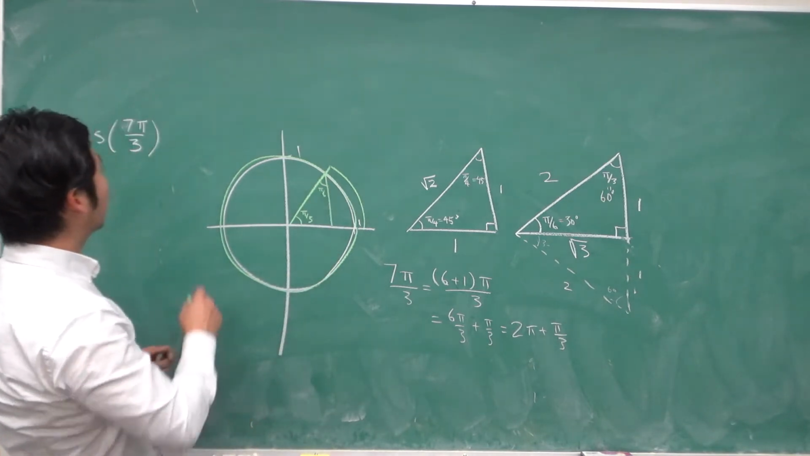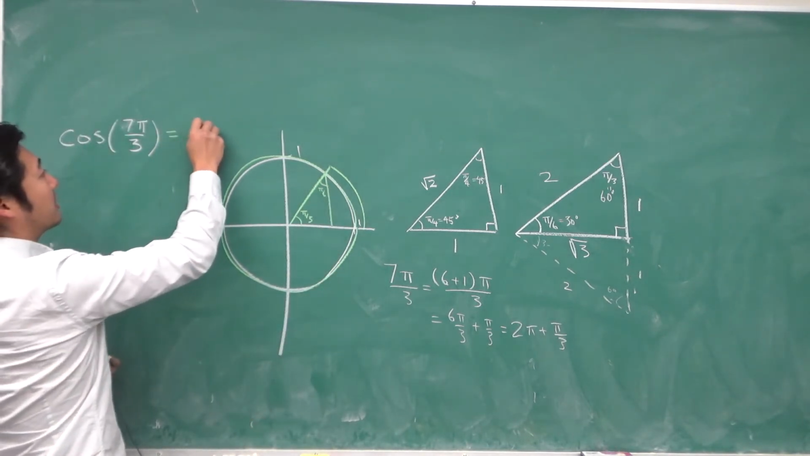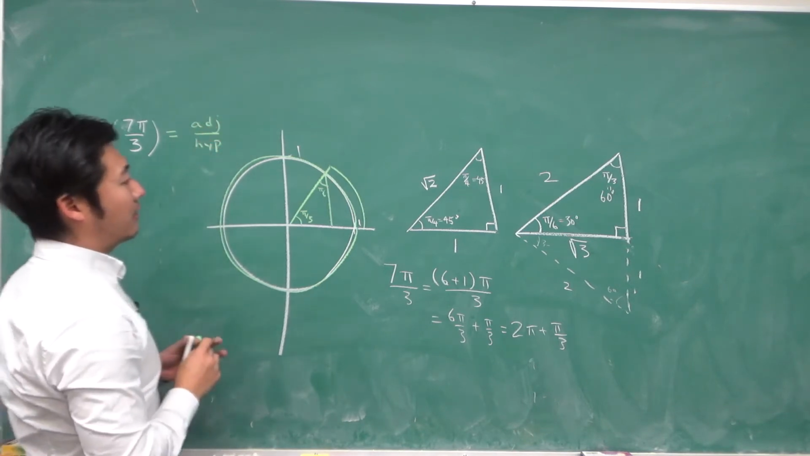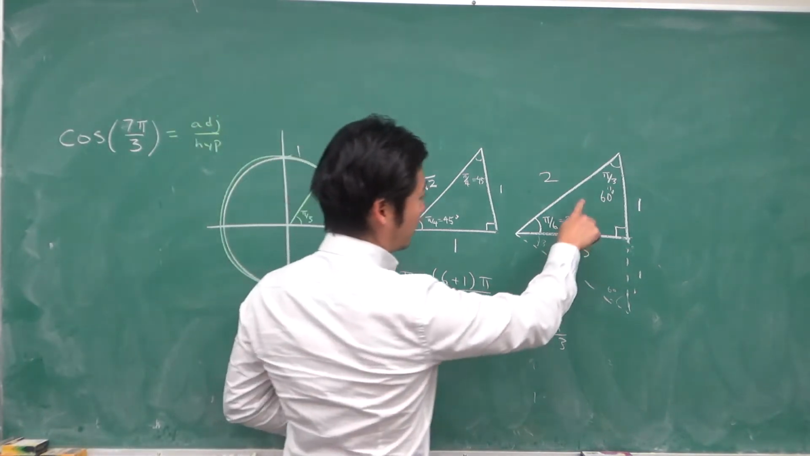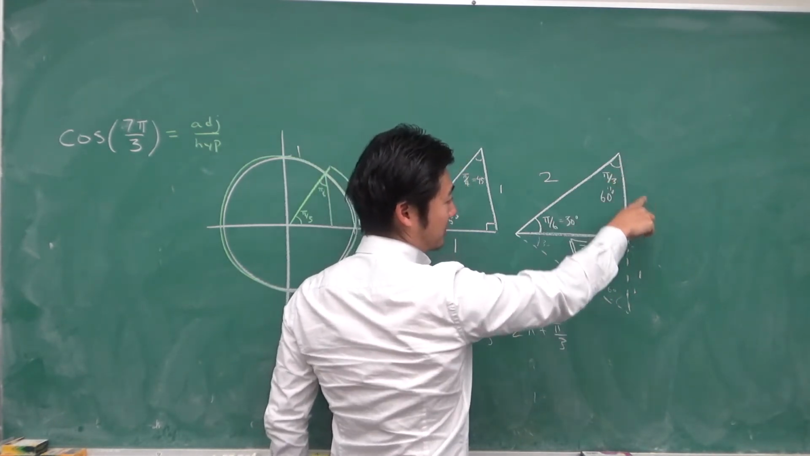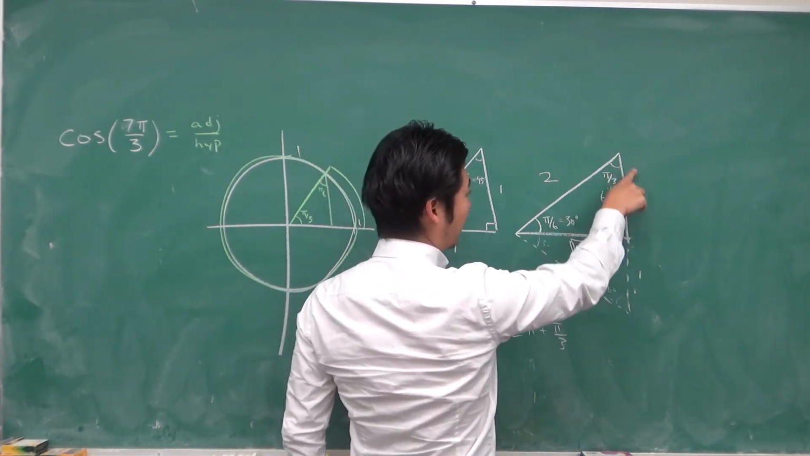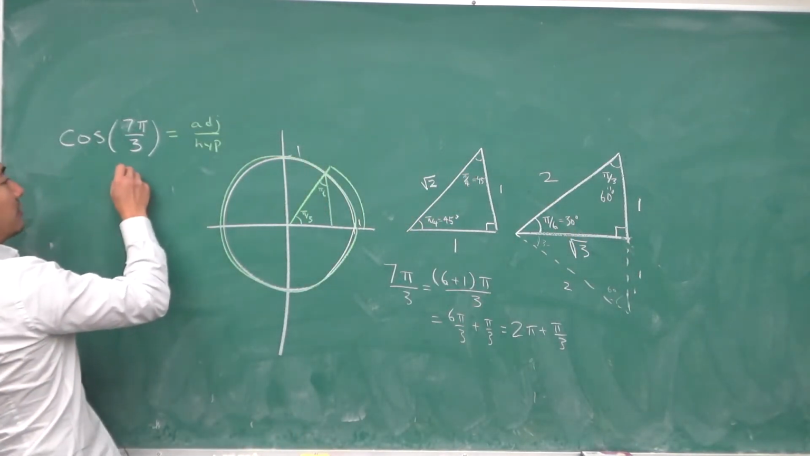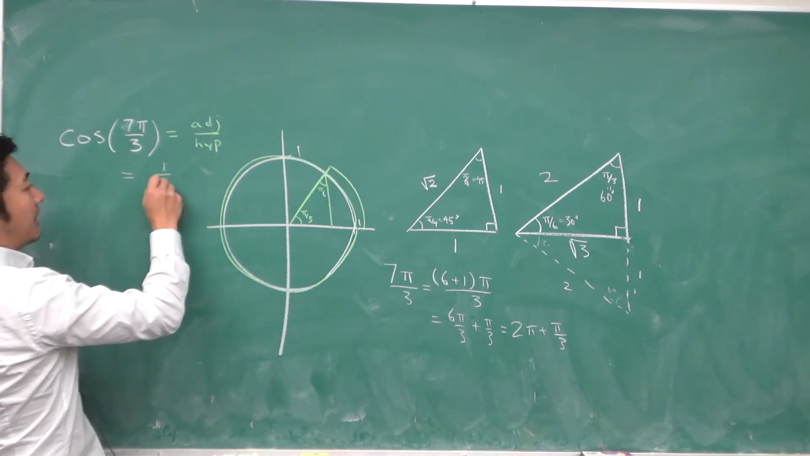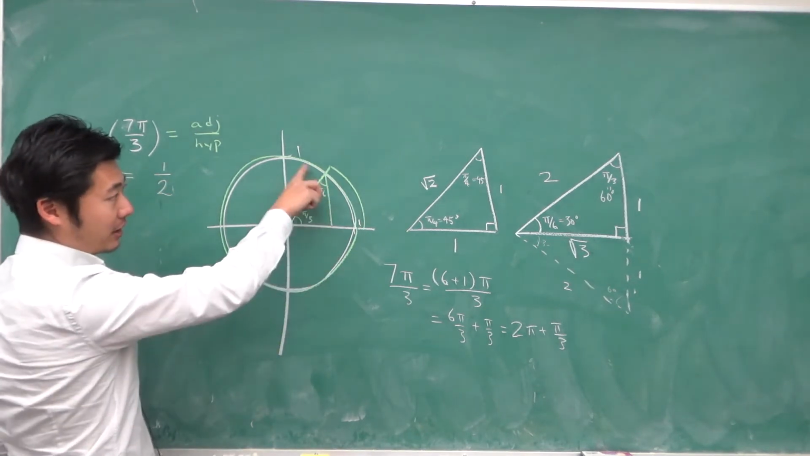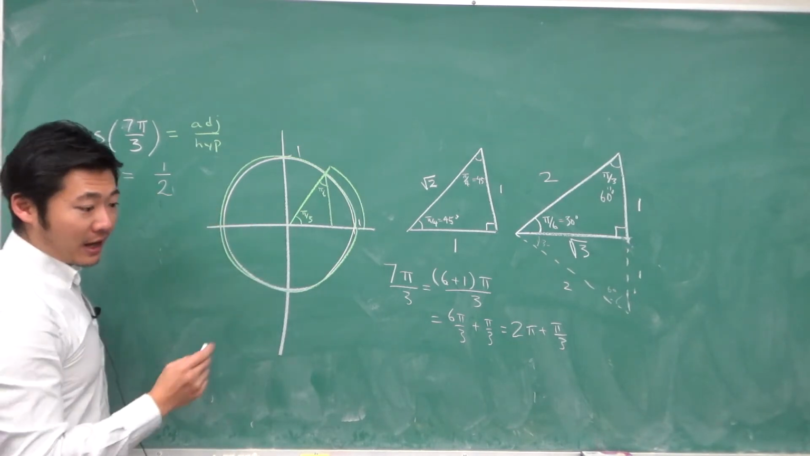And now cosine is adjacent over hypotenuse. So now we look at our 30, 60, 90 triangle, pi over 3. The adjacent side is the side that's touching it, so it's 1 divided by the hypotenuse, which is 2. So cosine of 7 pi over 3 is 1/2. And it's in the first quadrant, so x and y are both positive, so this is just 1/2.